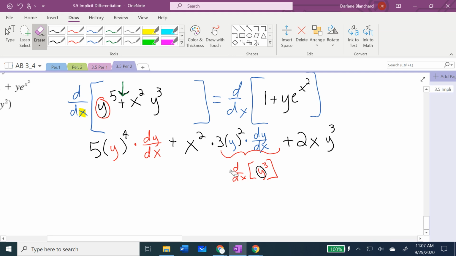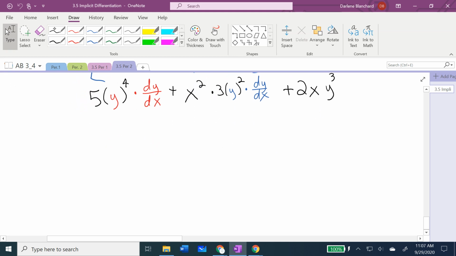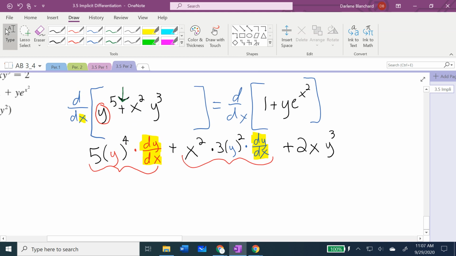I'm going to erase this down here, and then I'm going to isolate. To prepare for isolating dy dx, I'm going to highlight them, and then I'm going to look at who is multiplying with the dy dx. So who has dy dx as a factor? You know what I just realized? I have not finished the derivative. I just finished the left side.